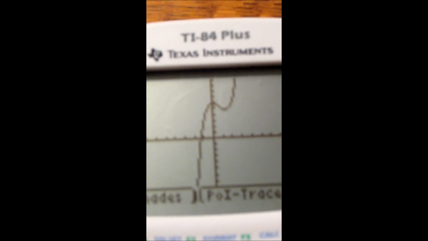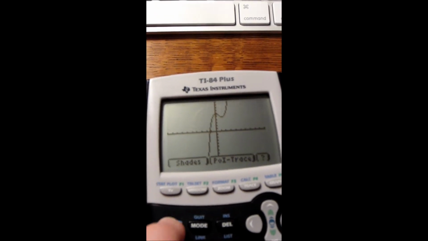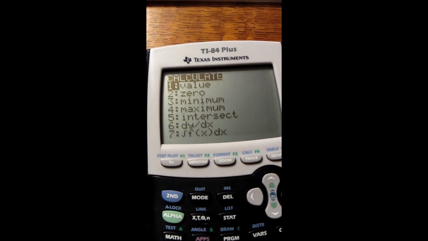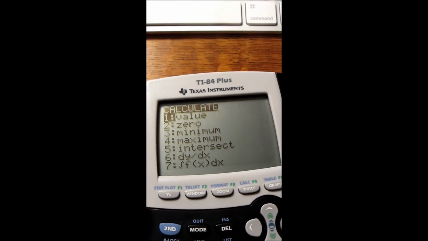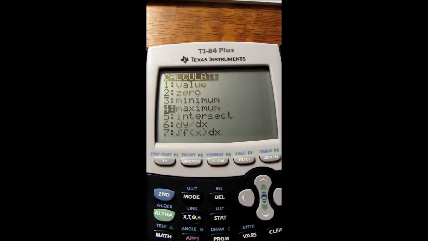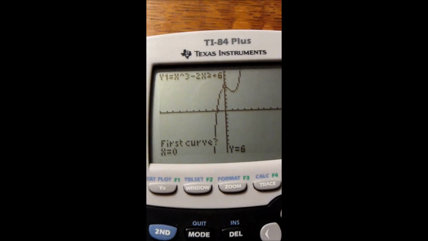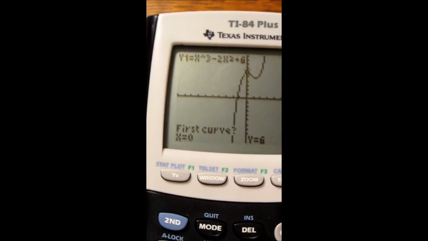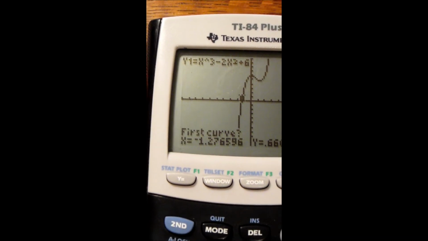To calculate it, you scroll over and hit second, trace, and you're going to see a screen that says value, 0, minimum, maximum, intersect. You want intersect, so scroll down using the buttons or hit 5. You're going to see this. Now it should say first curve. Put your first curve on your equation, which it should already be, and scroll down somewhere around your intersection point and hit enter.